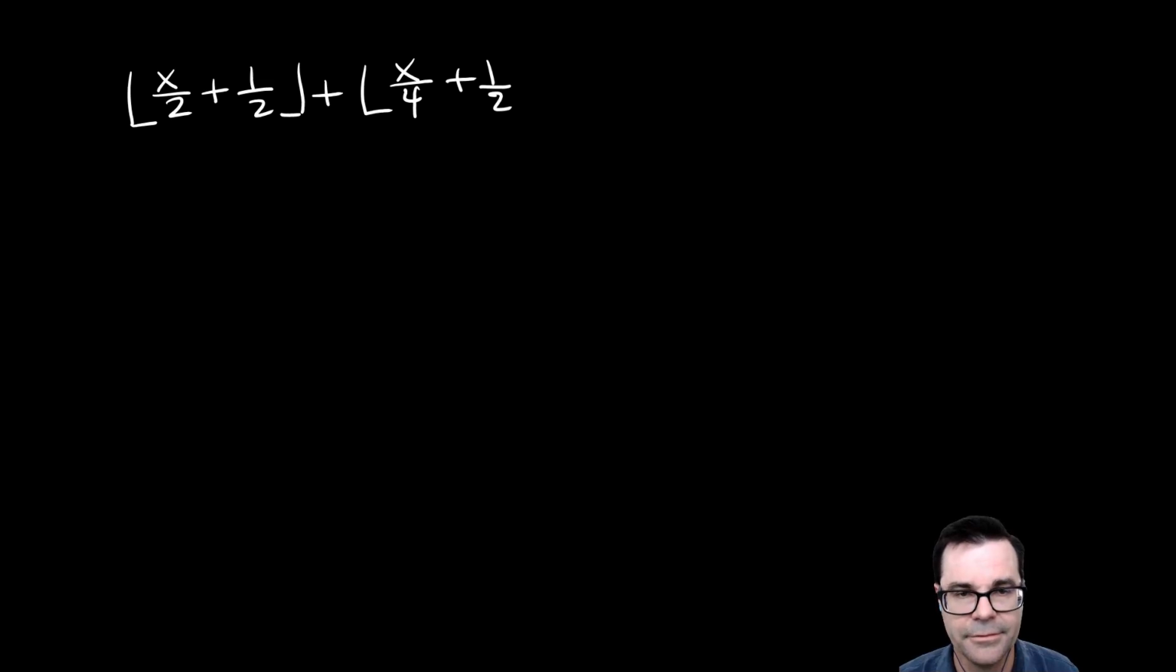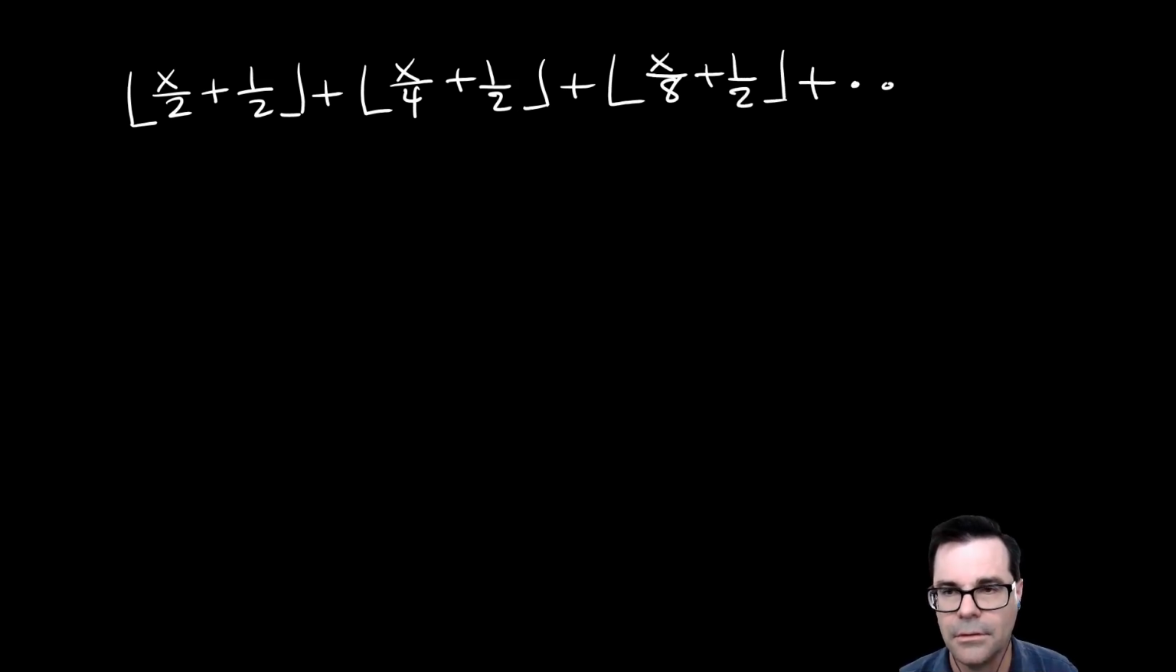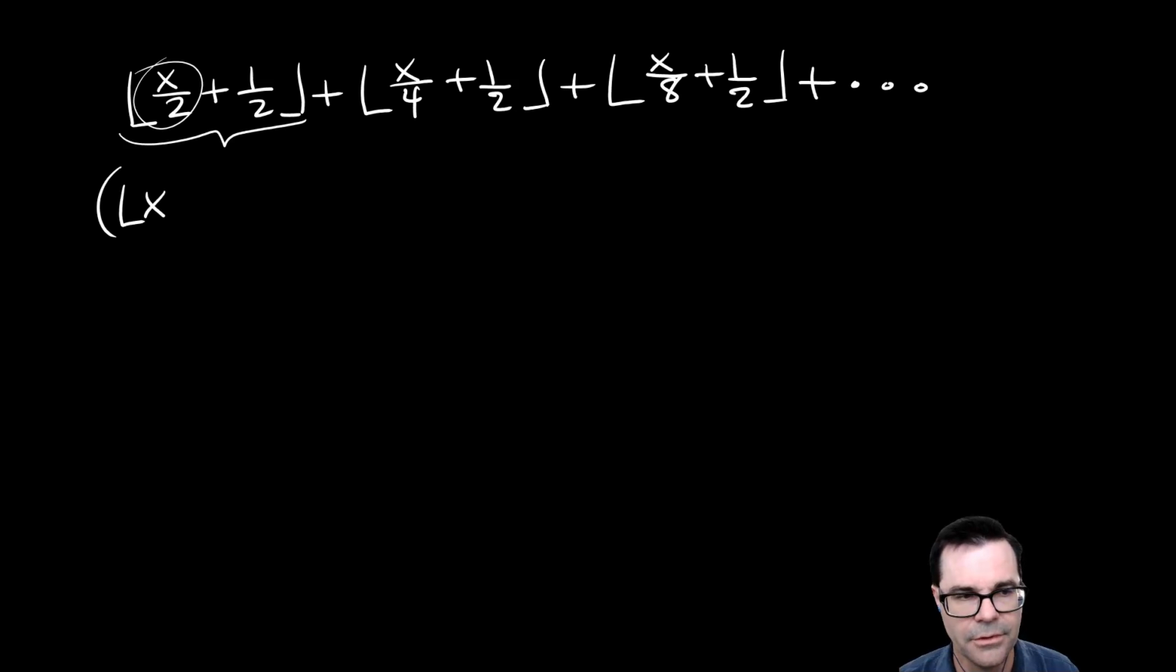So we were looking at this infinite sum. The x over 2 plus a half, x over 4 plus a half, x over 8 plus a half, and so on. And the floor of each of these. If we apply our identity here, so remember what our identity said. It said that it was the floor of twice that. Well, twice x over 2 is going to be x. So that's going to be floor of x, and then minus floor of that.